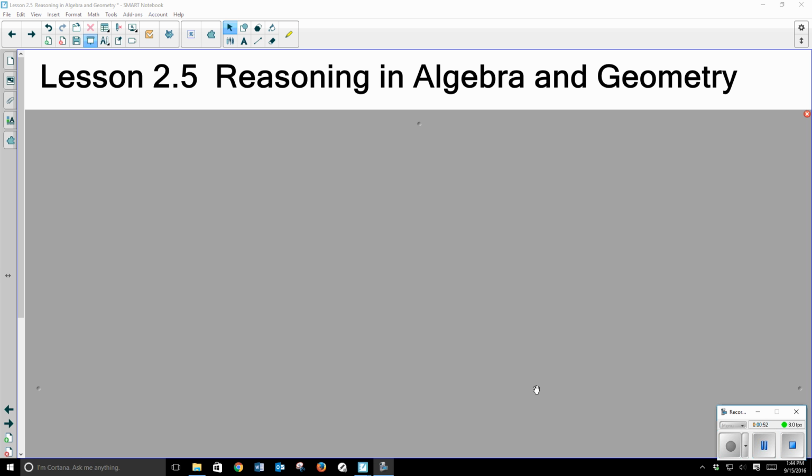Associative, you can regroup when you're adding. It doesn't matter what order, and when you're multiplying. But if you have a mixture of that, you can't do it. So that's what associative is.